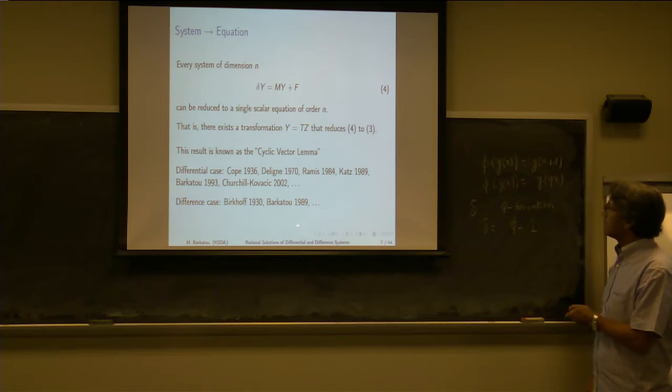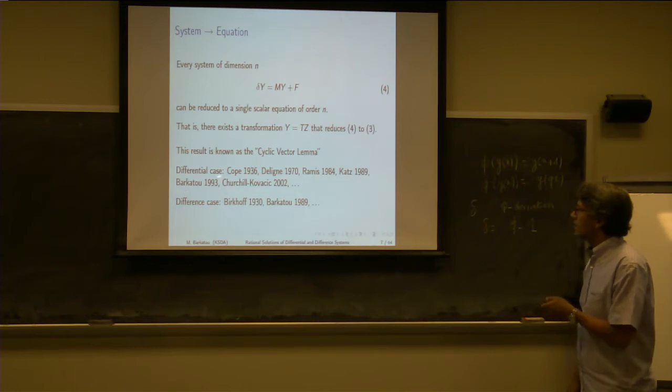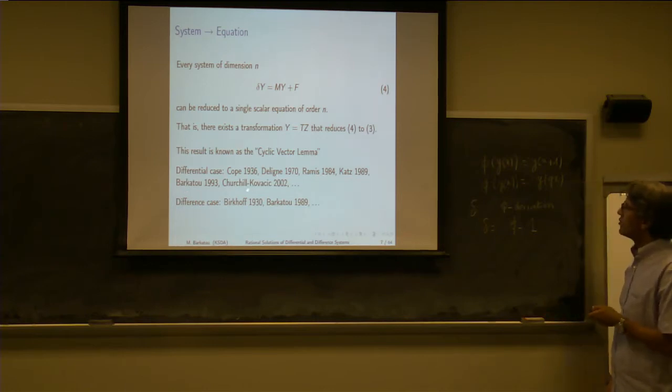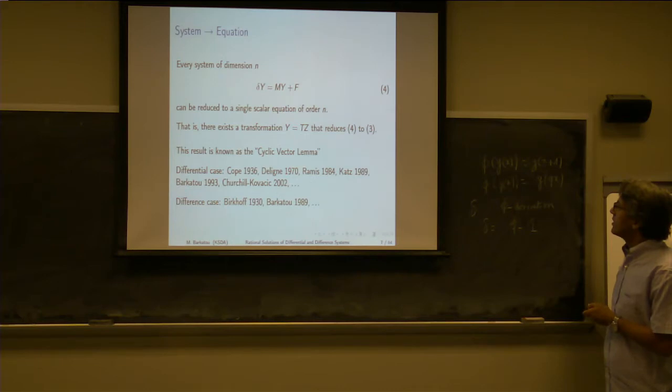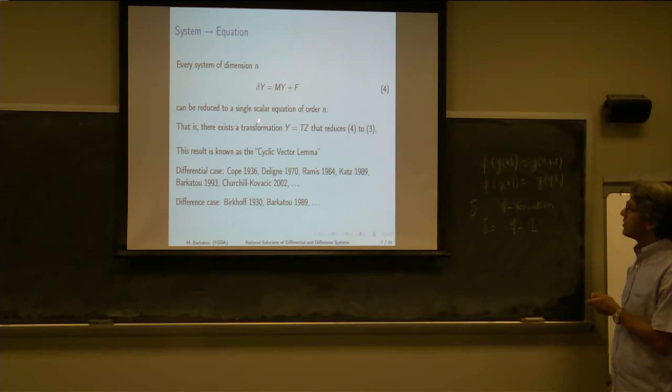This result goes back to Kopp in the differential case, and there are various proofs, more or less constructive, due for example to Deligne, Ramis, Katz, myself, and Churchill and Kovacic. There is a good paper about this cyclic vector lemma and how to construct the cyclic vector. In the difference case, the result goes back to Birkhoff in 1930, and there are also different proofs.